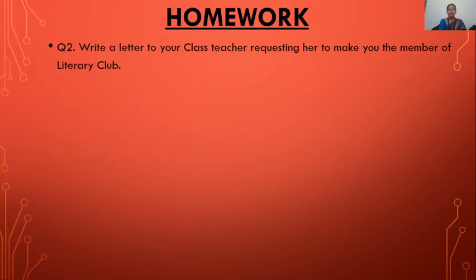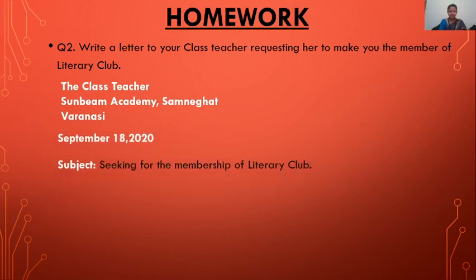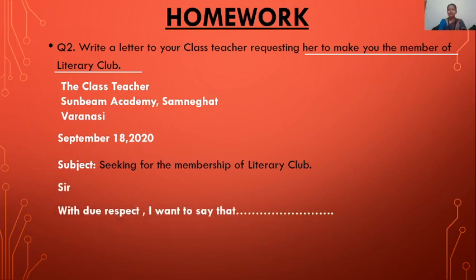Now here is your homework, class. Write a letter to your class teacher requesting her to make you a member of the literary club. So you know that the letter is written to the class teacher. So the class teacher, Sunbeam Academy Samnika, will be the first information. Then you write the date. Then you write the subject. The subject was already given in the question, as you can see on the screen. Then the salutation comes. Then you will write the body.